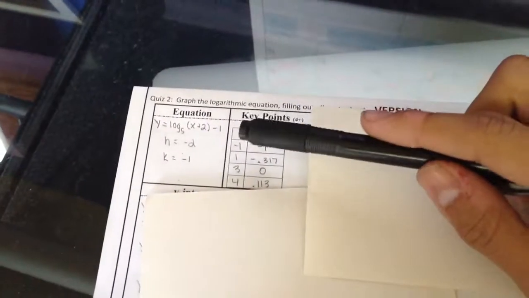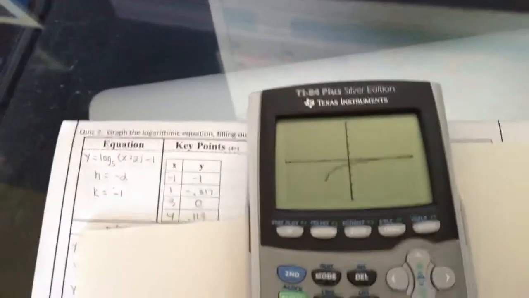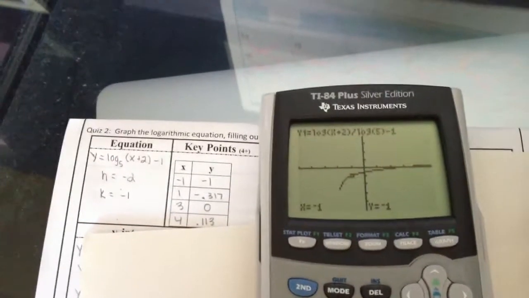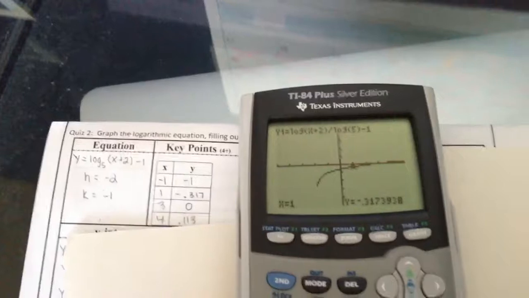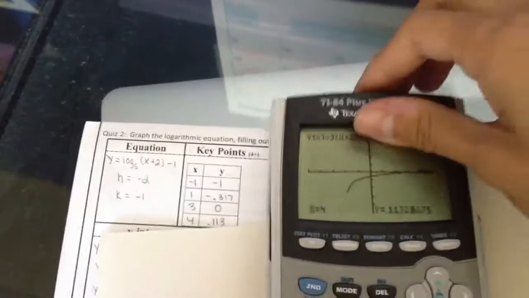Okay, next we're going to find the key points for our graph later on in this problem. For the key points, all we have to do is add 4 to any number. So I chose -1, and if you plug the equation into your calculator in the y equals screen, press graph, all you have to do is press trace and -1, and you get your number. Then 1, you get your number, then 3, and 4. That's how you find your key points for the right side.